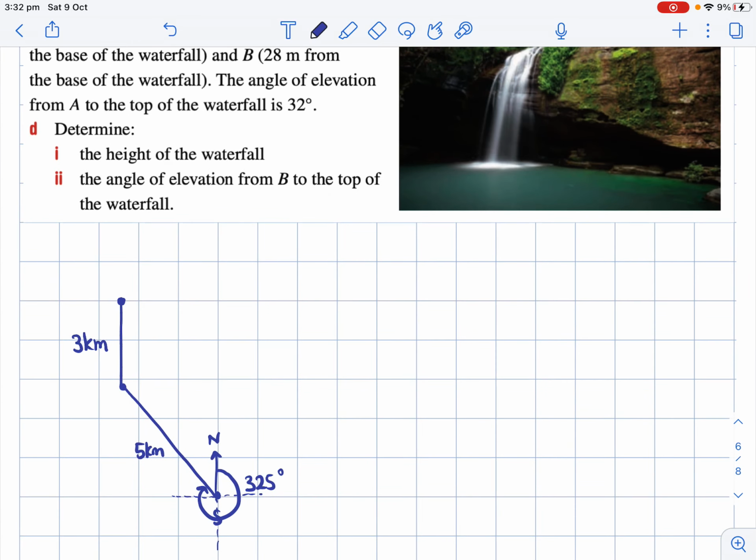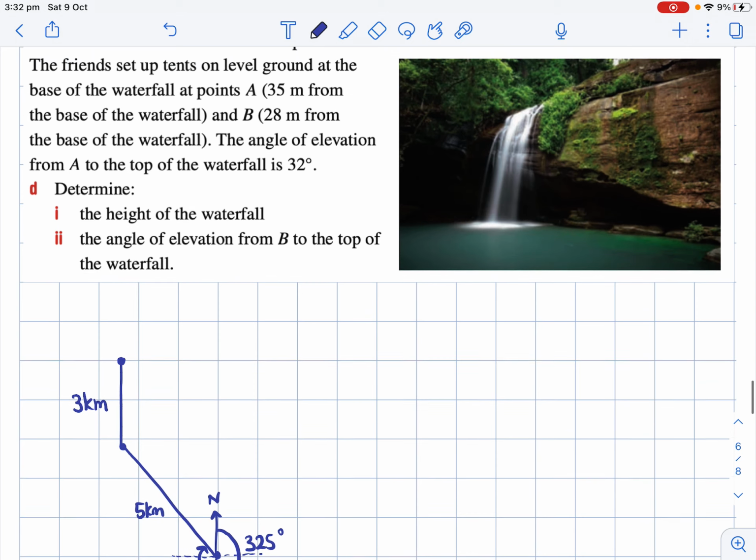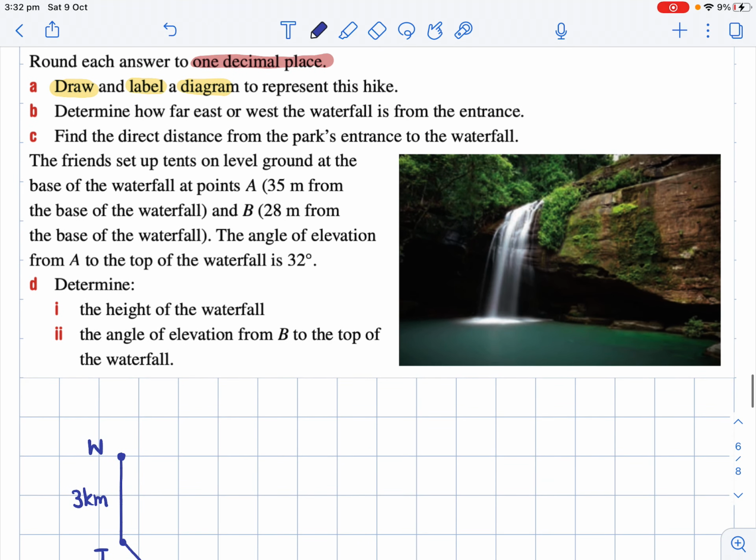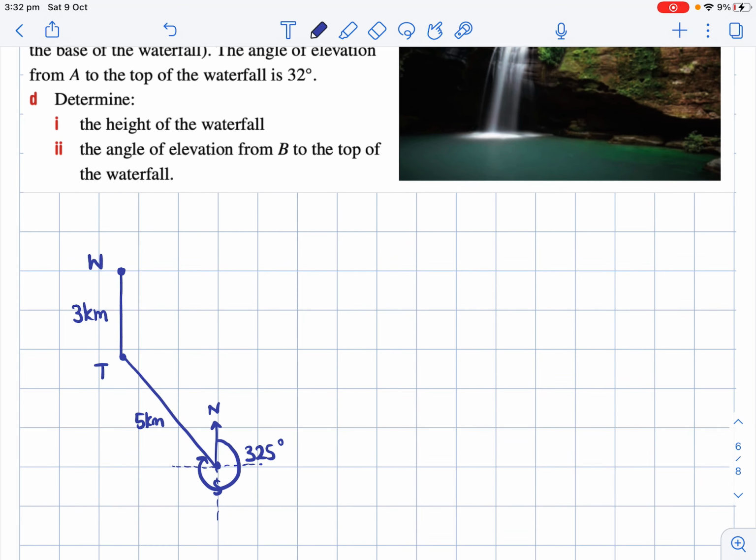And I'm going to call S the start point. I'm going to call that T for where they turn. And I'm going to call that W because that should be their waterfall. Part A complete. Part B. Determine how far east or west the waterfall is from the entrance. So how far east or west?